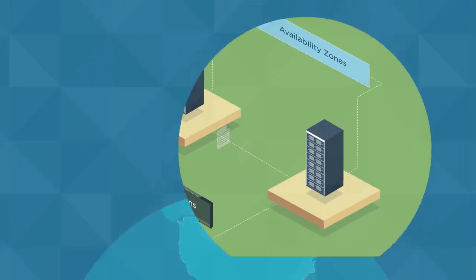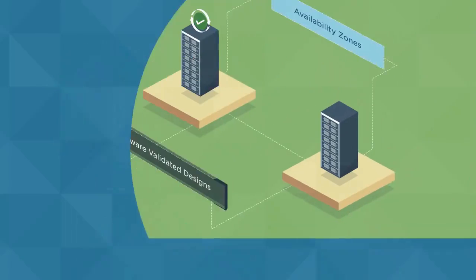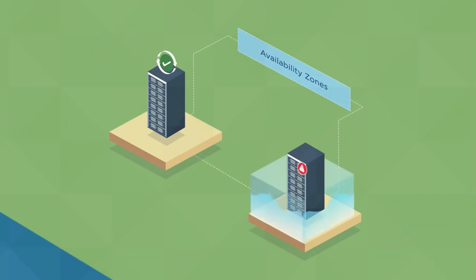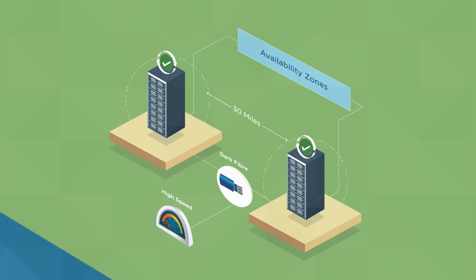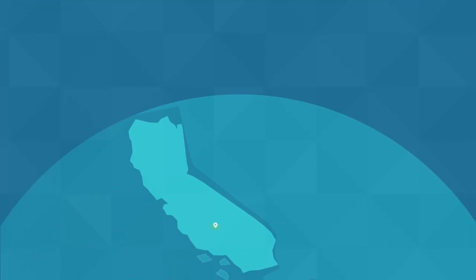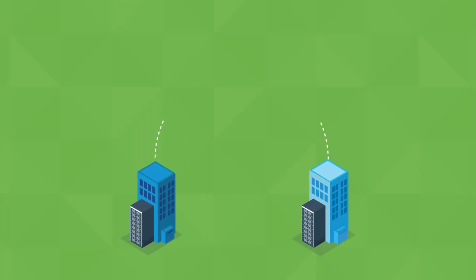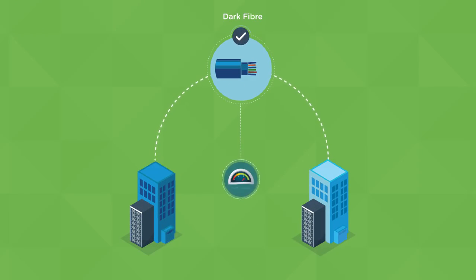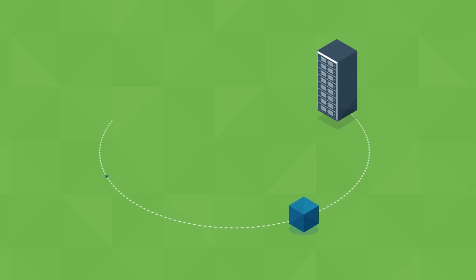VMware Validated Designs are built on the concepts of availability zones and regions. Availability zones protect against localized disasters such as floods, tornadoes, and fires. They represent collections of infrastructure that are located in close proximity, typically within 30 miles, and are interconnected by high bandwidth. Examples of availability zones include 2 distinct data centers within a metro boundary, or 2 isolated sectors within the same data center.